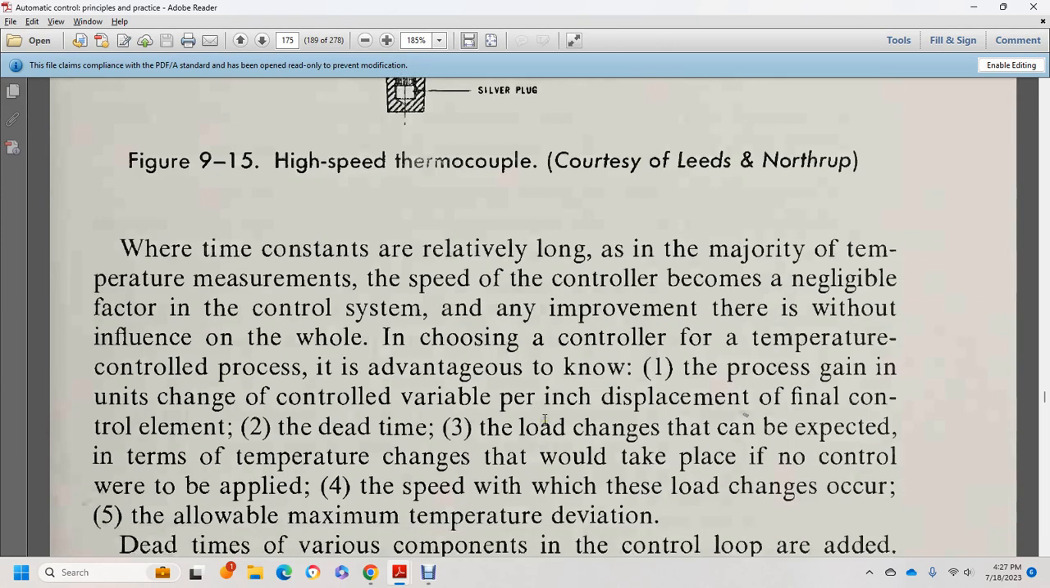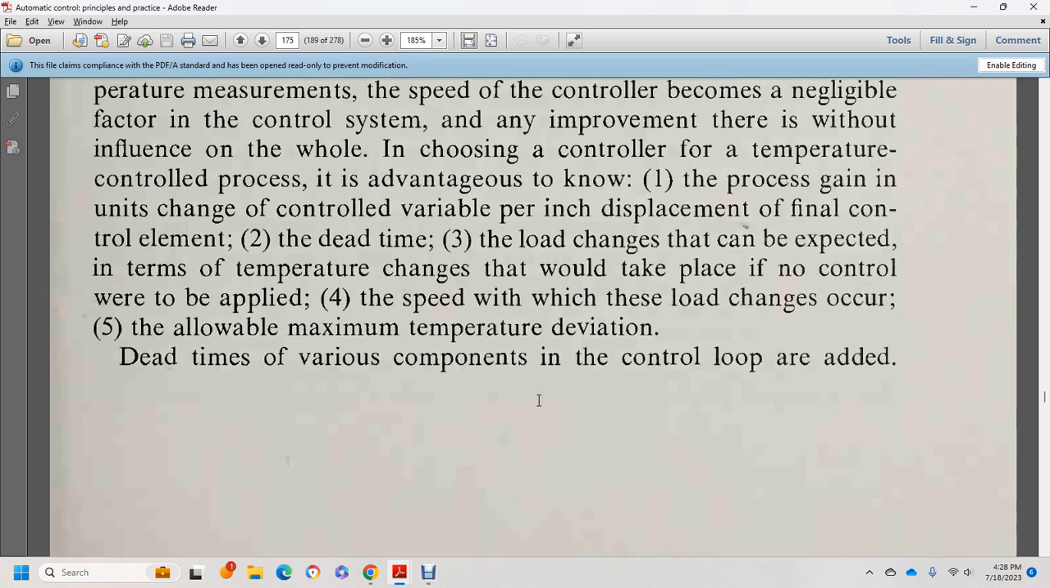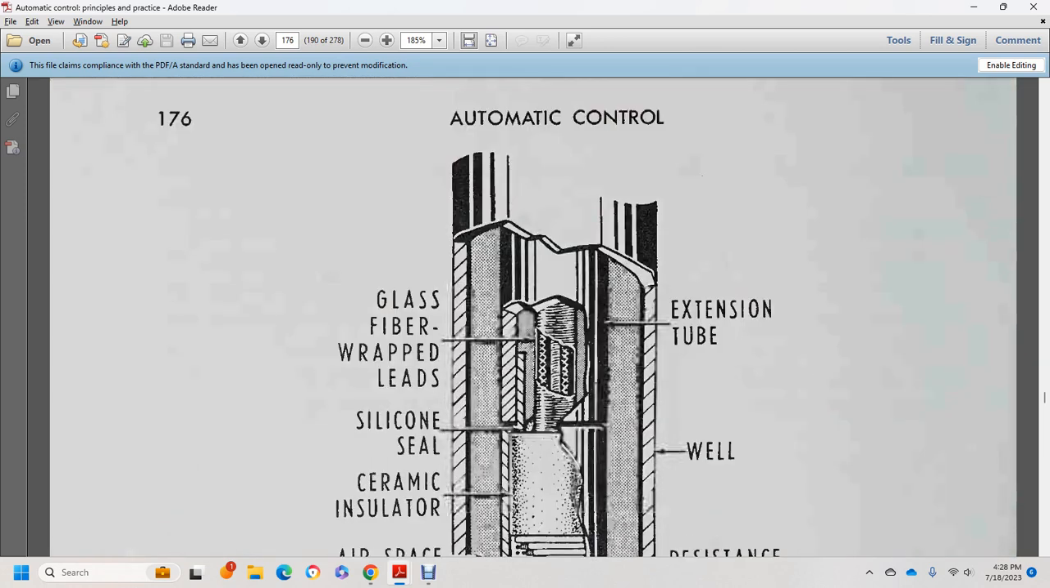Where time constants are relatively long, as in the majority of temperature measurements, the speed of the control becomes a negligible factor for the control system. In contrast, the temperature control process has the variable, the displacement of the final control element, the dead time, and the load change. Begin by determining the temperature that would have taken place with no control, then apply the speed of the load change for the curve with the allowable maximum temperature deviation. Dead time: various components of the control loop are added.